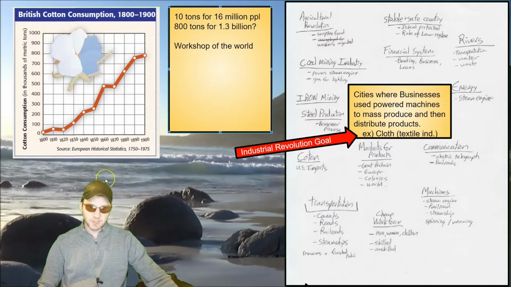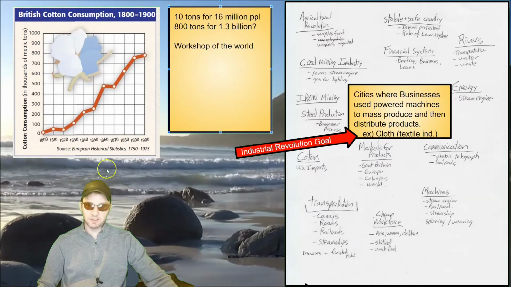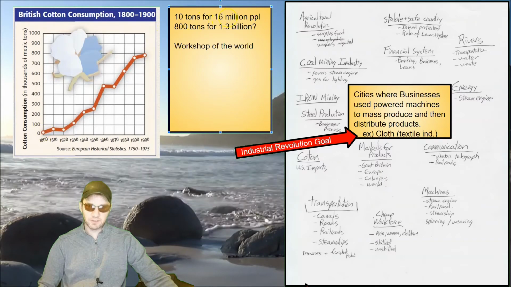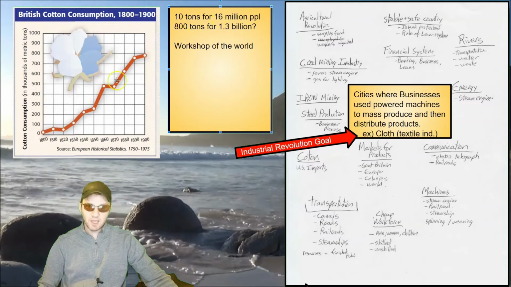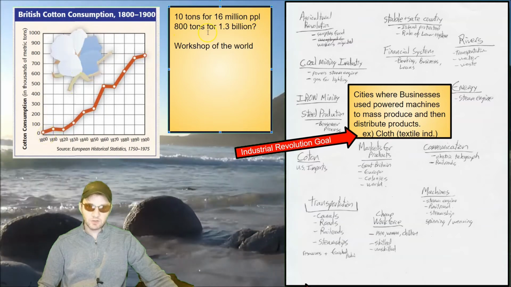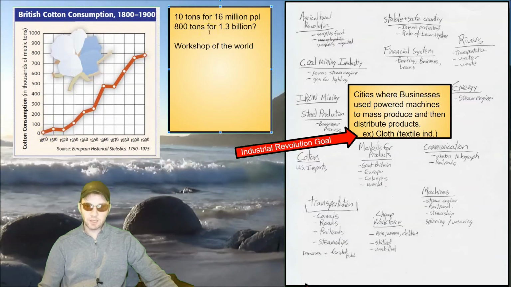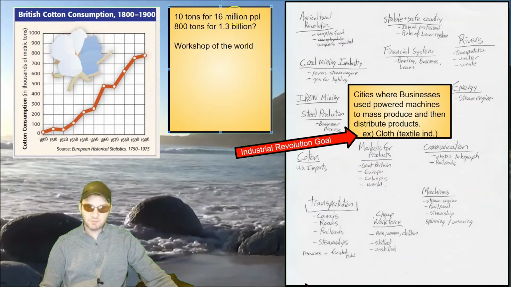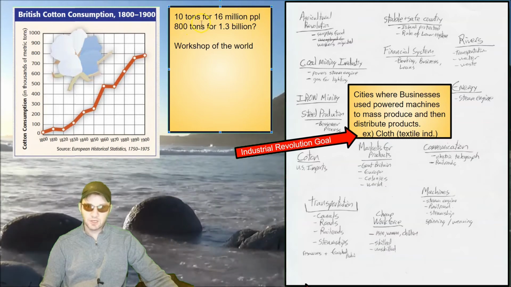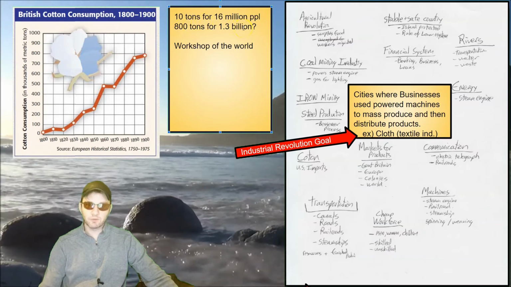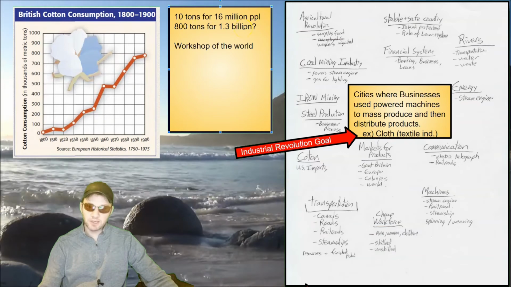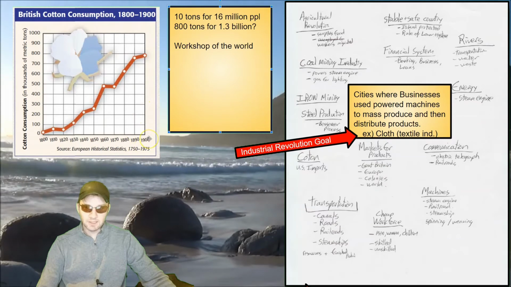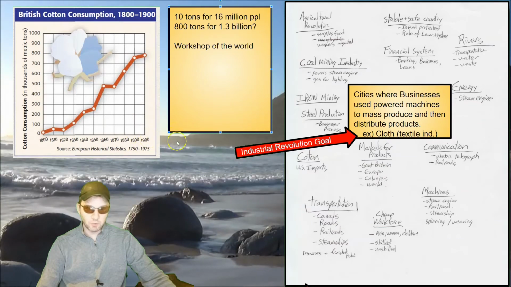I mean, just think about it for a second, and this will show you the power of England's Industrial Revolution. They were doing about 10 tons of cotton for 16 million people in Great Britain. And then they started using 800 tons. That would mean they were making enough cloth for 1.3 billion people. So if 10 tons can be for 16 million, 800 tons can be for 1.3 billion, which is the population of the world in 1900. The world population in 1900 is like 1.6 billion.